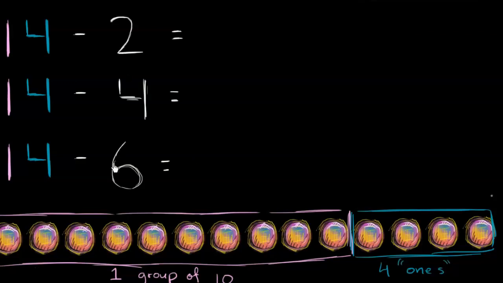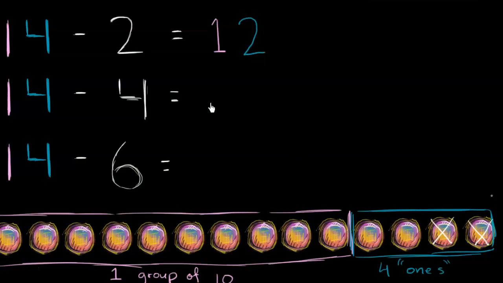Now let's look at each of these. What is 14 minus 2 going to be? Well, we could take away 2. So take away 1, take away 2. And how many are we left with? Well, we still have our one group of 10. So it's going to be 1 followed by how many ones do we have left over? Well, we have 2 ones left over. 1, 2. So we are going to be left with 12.